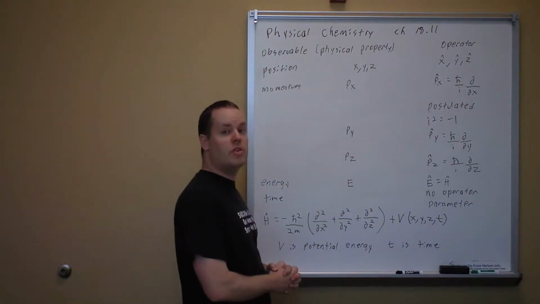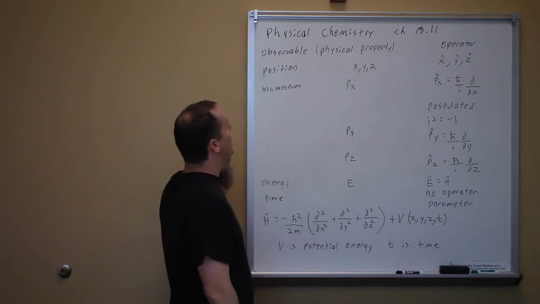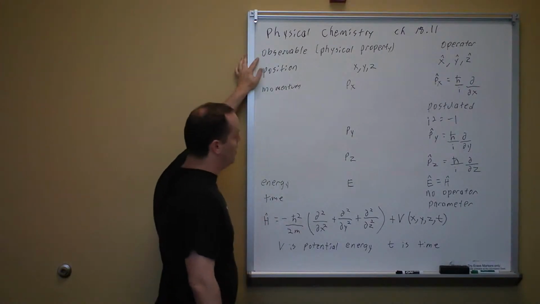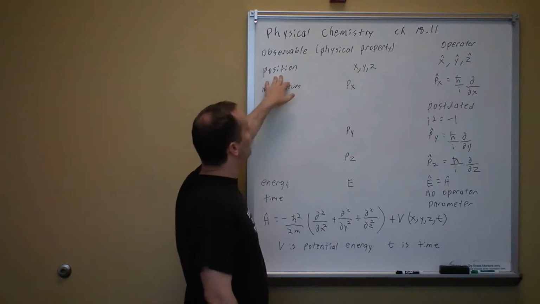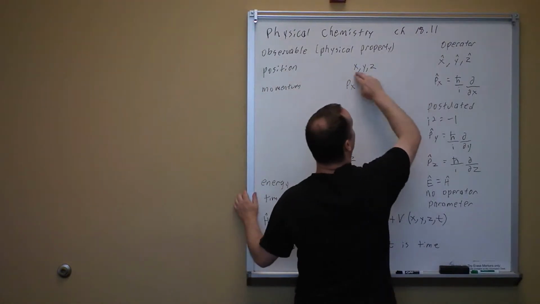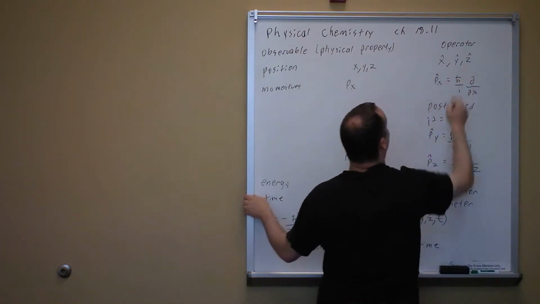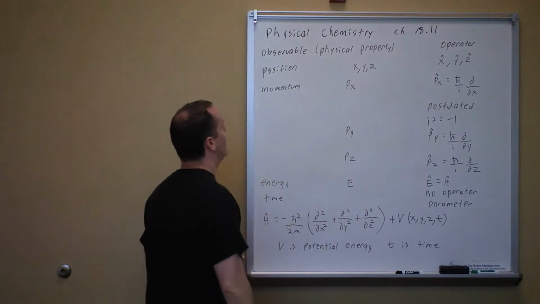Continuing on physical chemistry, chapter 18, section 11. We're talking about operators still. And we said that any physical property that you can measure is called an observable. So here's a list of some observables. For position, of course, we have x, y, and z components. The operator for the x component is just called x hat. The operator for the y component is just called y hat. And the operator for the z component of position is just called z hat.